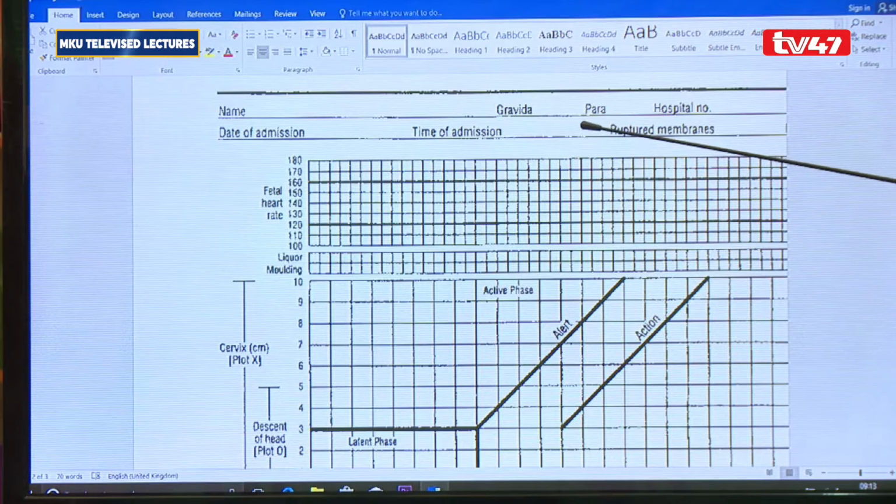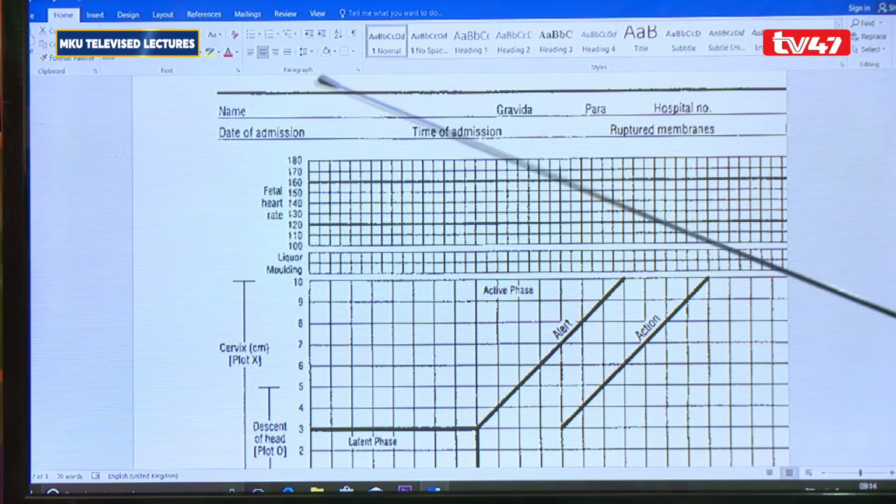On the side of the membranes, if the membranes are ruptured, then we put a tick on the pathograph. If they are not ruptured, then we just put not ruptured.